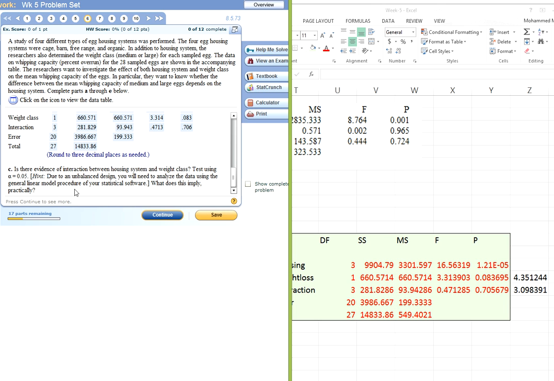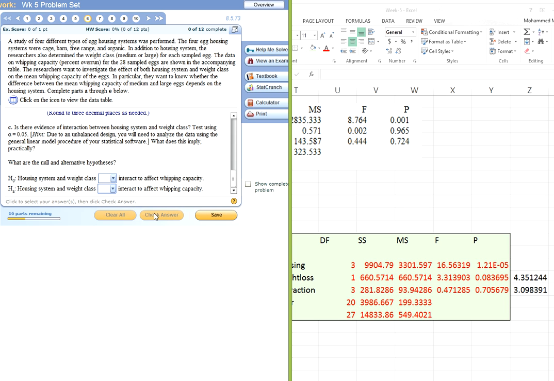Is there evidence of interaction? Look at this interaction. Well, the F value is very small. This is the critical value. So there is no evidence of interaction. Continue. So what is the null hypothesis of the interaction? Null hypothesis: they do not interact. Alternative: they do.